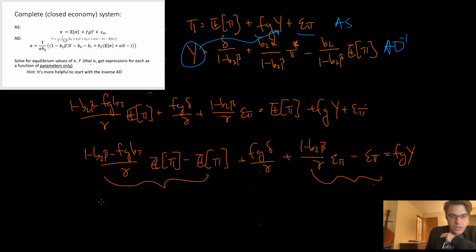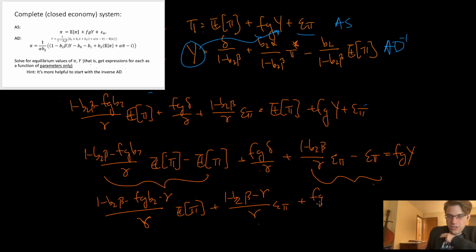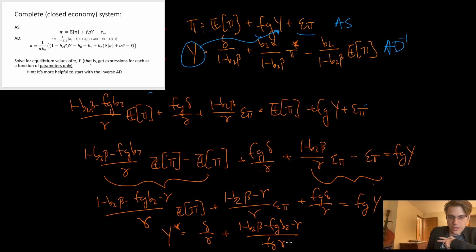So here we could write this as gamma over gamma. So we're going to have 1 minus B2 beta minus FG B2 minus gamma over gamma, expectation of pi. Plus, let's do the epsilons next. So we'll have 1 minus B2 beta minus gamma over gamma, epsilon pi, plus FG delta over gamma equals FGY. And then we divide by FG. So in the very end, we're just going to have Y star equals, FG cancels with FG, delta over gamma plus 1 minus B2 beta minus FG B2 minus gamma over FG gamma, expected pi, plus 1 minus B2 beta minus gamma over FG gamma, epsilon pi. And that's our Y star.